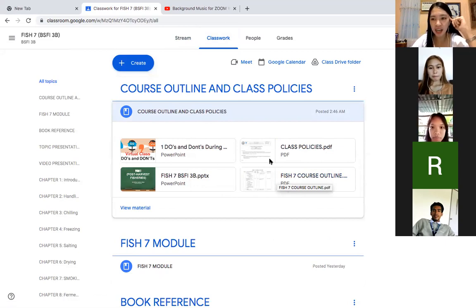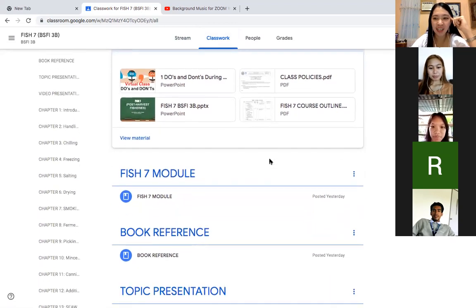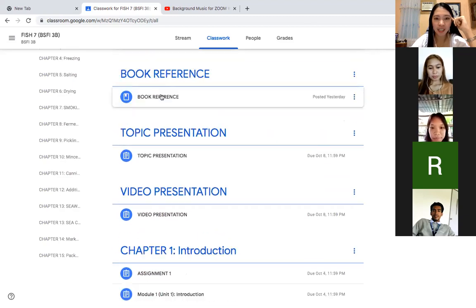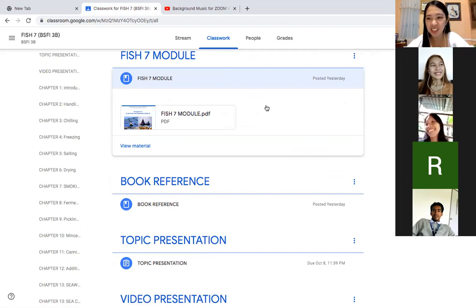Basahin mo na lang yan, andyan na nakalagay. No? Kailangan lang magbasa-basa para hindi tayo magpaulit-ulit. And then fish 7 module, ito ang ating module in PDF format. So I prefer in PDF format para mahirapan din kayo mag-copy-paste ng sagot, di ba? So instead of copying the answers, you will be making your own answers if possible.